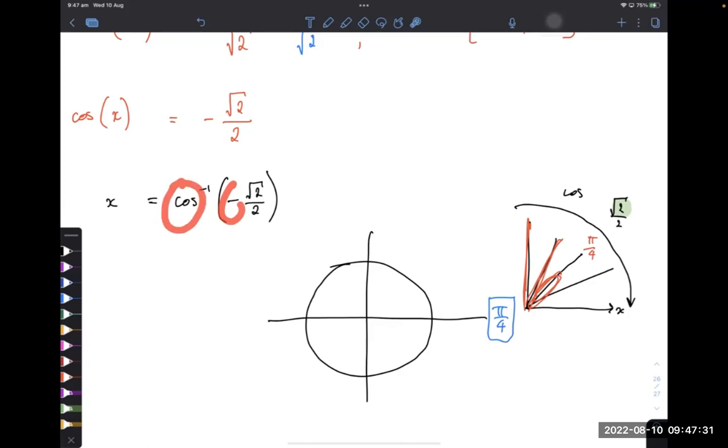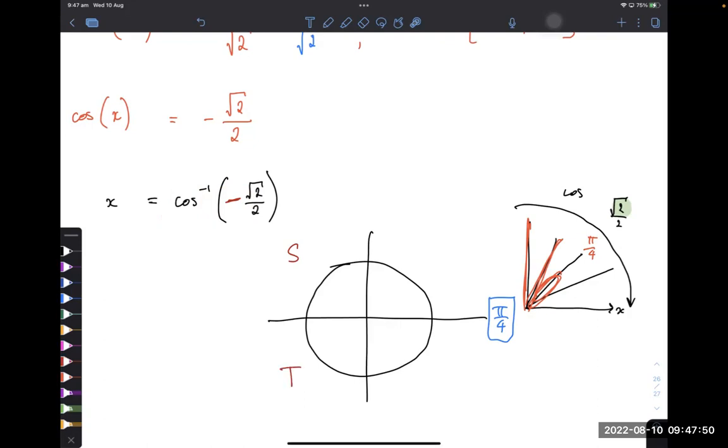Cos has to be negative. Which quadrants are we going to land in? S, that's one of them. What else? T, correct.